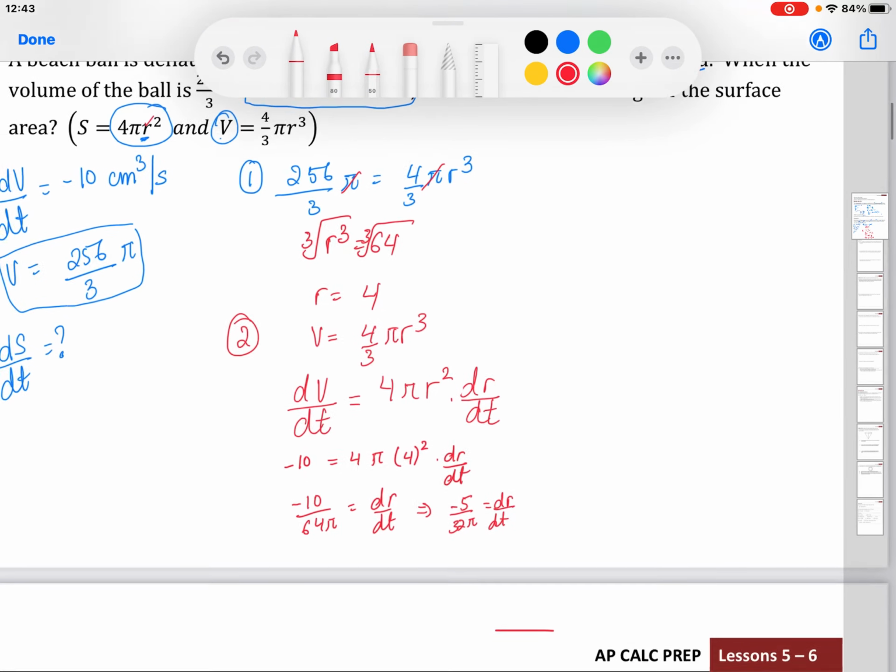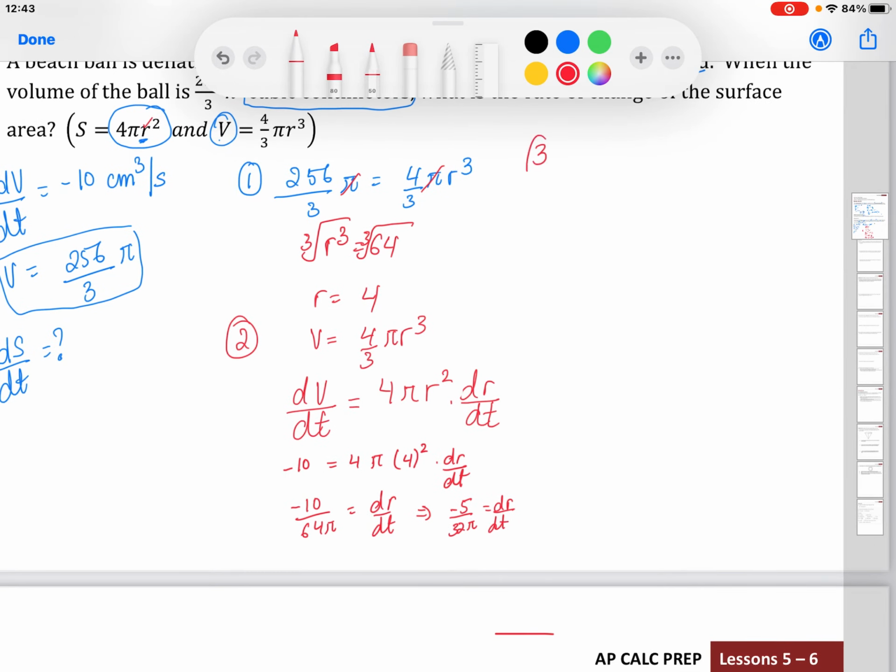Now this is step 3. That's our actual question. What it's asking us to find is the surface area. So S is equal to 4 pi r square. I'm going to take the derivative. So it's dS dt equals 8 pi r dr dt.